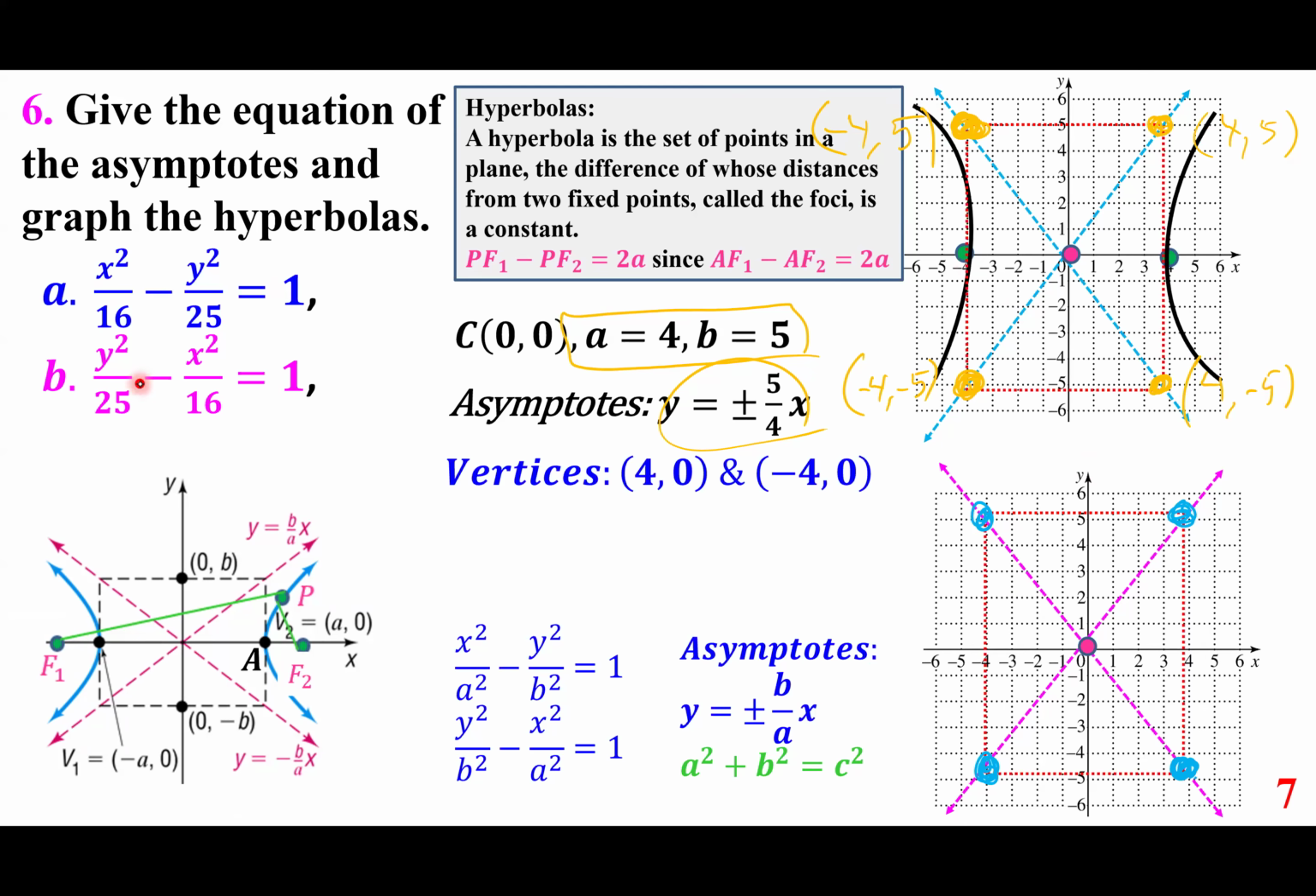Now, for this one, everything is identical to this so far. What is the difference? Y squared has a positive coefficient. So now the vertices are along the y-axis at 0, 5 and 0, negative 5. These are the two pairs. And this is the graph.